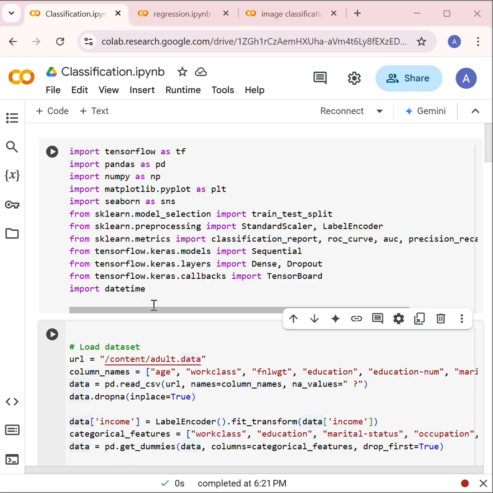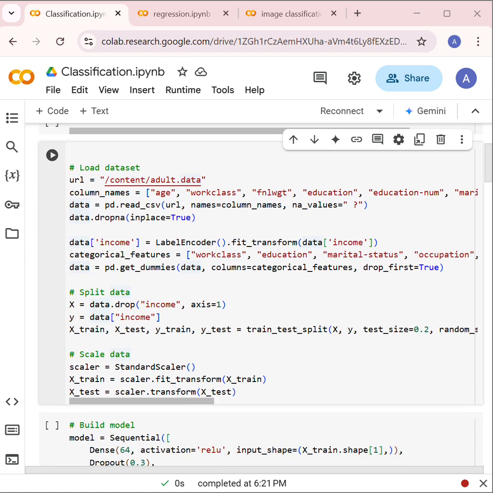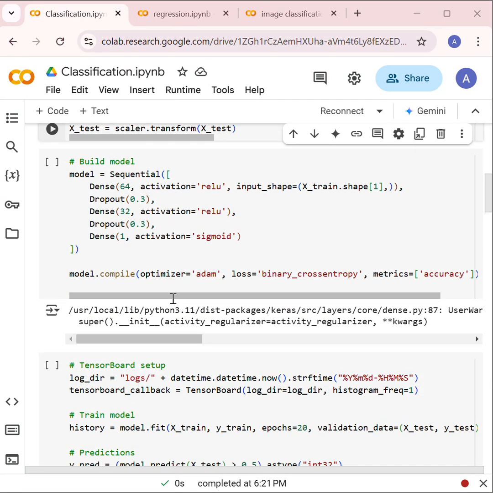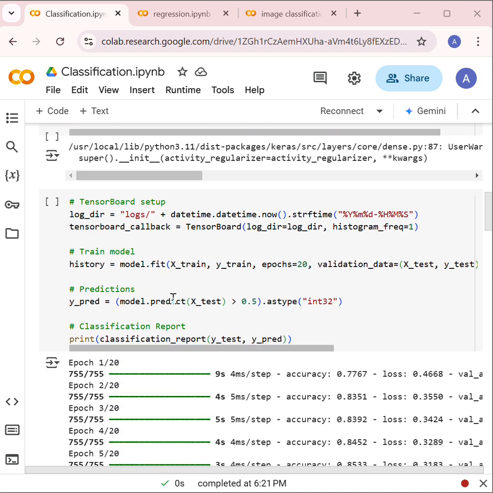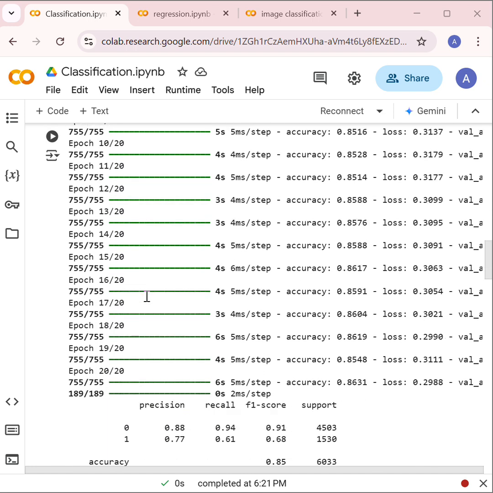Since this is a binary classification problem, our goal is to maximize accuracy while ensuring the model isn't biased towards any particular class. Here we have loaded the dataset and built the model. Instead of using Weights and Biases, I've used TensorBoard here, and this is the classification report.